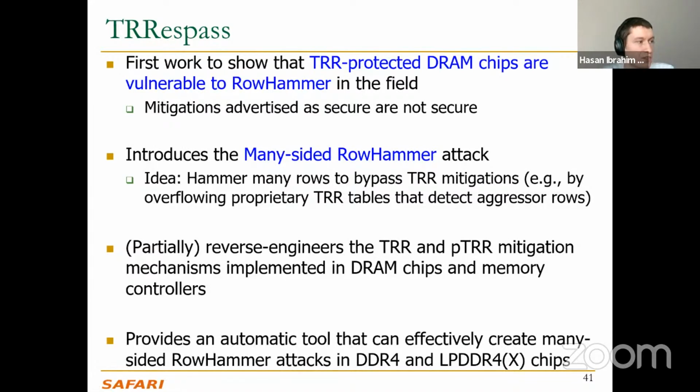Okay, and TRRespass provides an automatic tool that can effectively create many-sided RowHammer attacks in DDR4 and LPDDR4 chips. This tool is a fuzzing-based approach that searches a certain search space and tries out different access patterns until it finds a pattern that can cause bit flips.